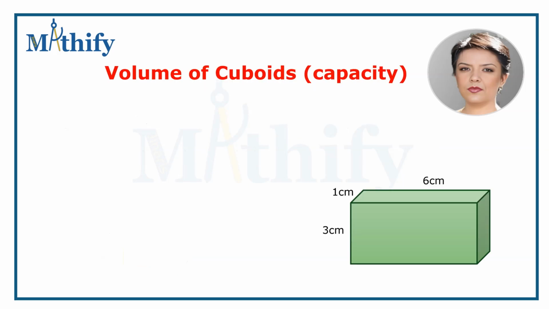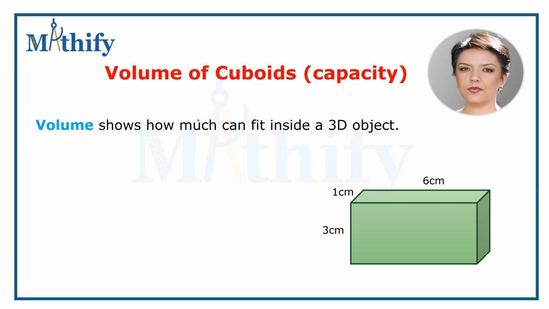Let us look at a new shape. So this shape here is a cuboid. We are given 3 measurements, 6 centimeters, 1 centimeter, and 3 centimeters. I will be asked to work out the volume of a cuboid. But before we do that, what does volume mean to us? Volume tells us how much it can fit inside the 3-dimensional object.